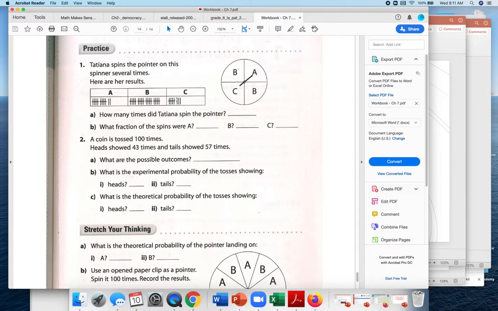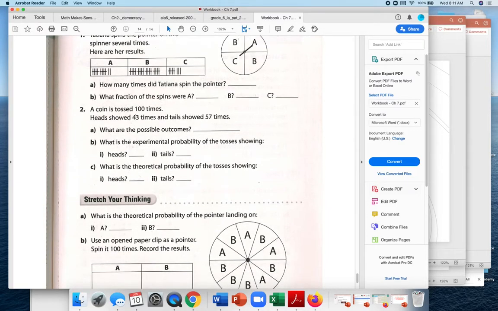Hope that makes sense. Next, another spinner. Tatiana, here she goes. Here are her results. You can just answer these questions. Now, they have a coin question here. So you need to just do those ones as well based upon the results they already give you.